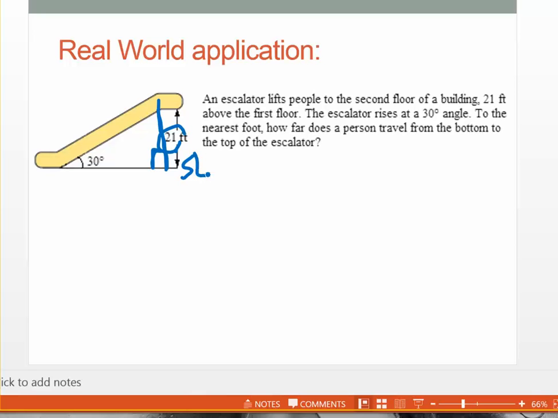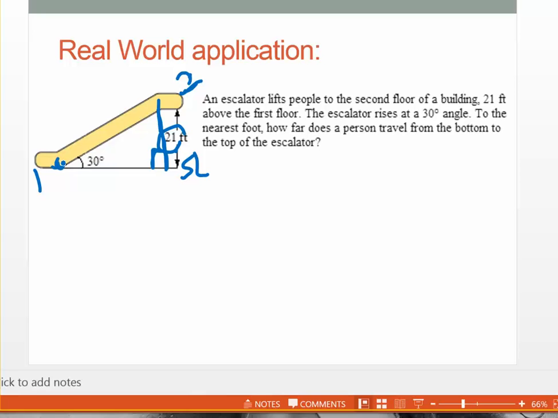And they are asking me, and let's go through the problem, an escalator lifts people to the second floor of a building. I'm assuming this is floor 1 and this is floor 2. Okay, so 21 feet above the first floor. So 21 feet is the distance between the floors. The escalator rises at a 30-degree angle. Okay, that's our angle of elevation. To the nearest foot, how far does a person actually travel from the bottom to the top of the escalator?